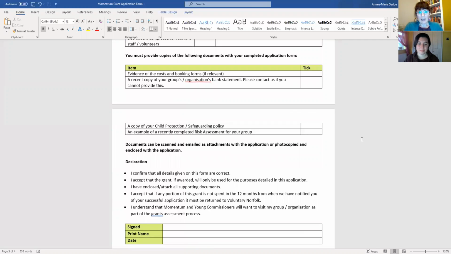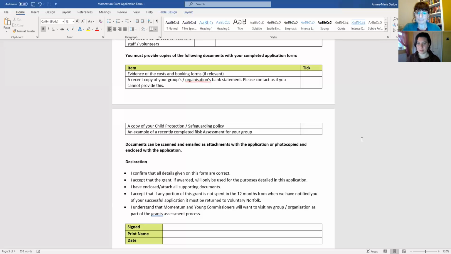Amy's already mentioned that we need to have evidence of the costs and the booking forms. It might be travel expenses, the cost of the equipment or the cost of the activity. That's where you supply that evidence, and it might be something you've got from the internet, or an actual invoice, but the important thing is that we see some sort of evidence. We'll also need to see a recent copy of your organisation's bank statement, within the last 3 months, a copy of your child protection or safeguarding policy, and an example of a completed risk assessment. This all comes down to the fact that we want to fund groups that are run safely, so that's why we need to see that evidence.